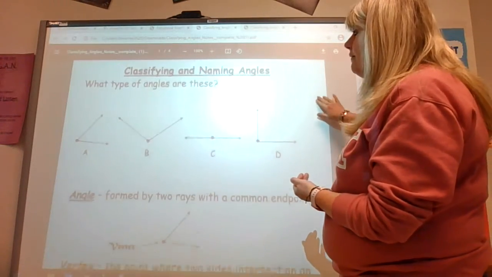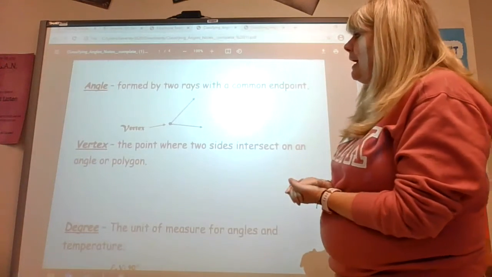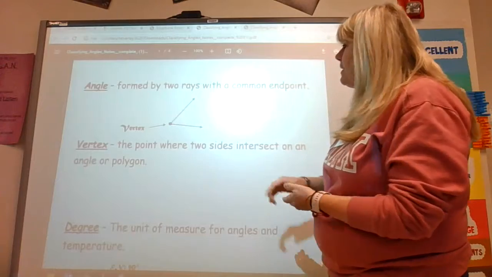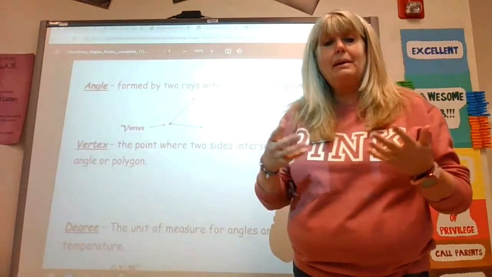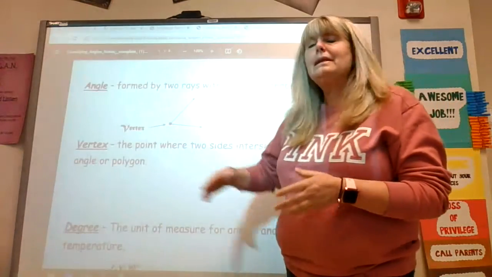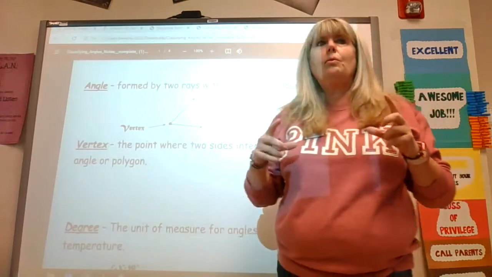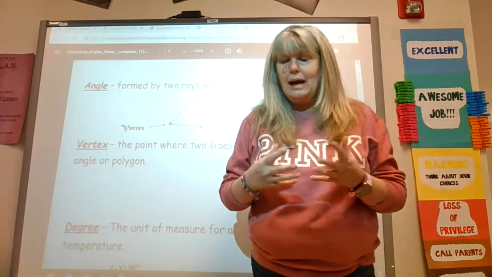Okay, well first off, let's think about what the definition of an angle is. An angle is formed with two rays with a common endpoint. Okay, I know last year in third grade you talked about rays. Rays are what we use when we have angles.